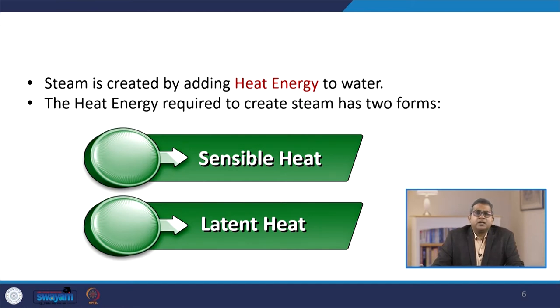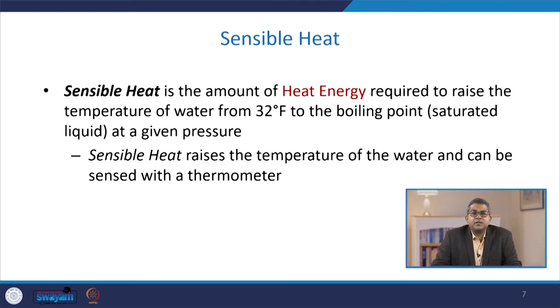Now, the question arises: how can we generate steam? Steam is created by adding heat energy to water. The heat energy required to create steam is basically in two forms. One is the sensible heat, and the second one is the latent heat. Very common, because it carries the heat and it can be used to transfer heat from one station to another. Let us have a brief look at the sensible heat. Sensible heat is the amount of heat energy required to raise the temperature of water from 32 degrees Fahrenheit to the boiling point, and that is called the saturated liquid at a given pressure. So, sensible heat raises the temperature of the water and can be sensed with any kind of temperature measuring device.